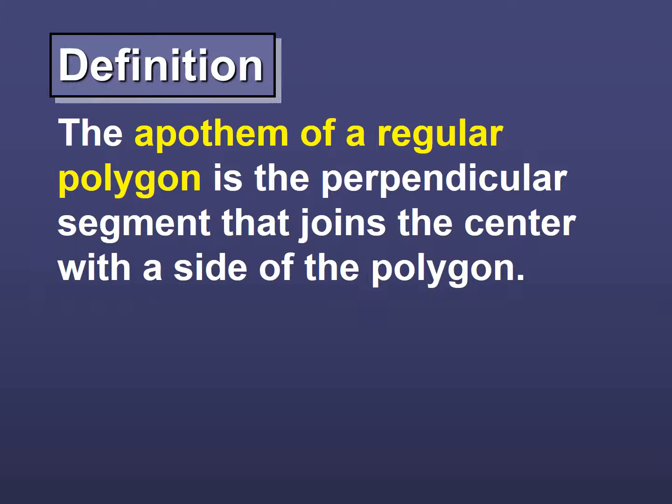And then we have another line that comes out from the center, and that's called the apothem. The apothem is different from the radius because the radius goes to the vertex, whereas the apothem is a perpendicular segment with the side of a polygon. So it's a perpendicular segment from the center to a side. It's going to the side and not going to the angle or the vertex.